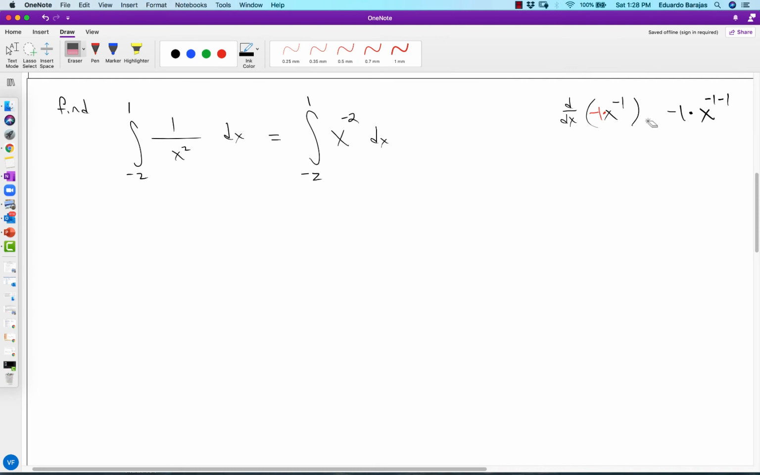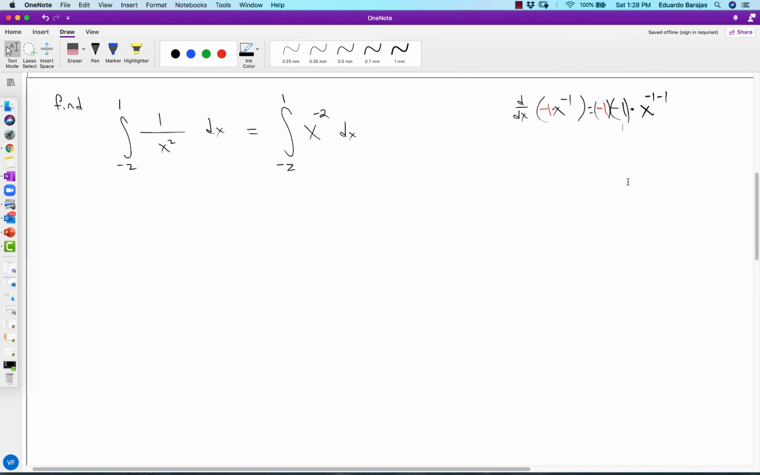That means I'll have an extra negative 1 out in front there. These are multiplied, not subtracted, so this is negative 1 times negative 1. The negative 1 that I bring down will multiply with this red negative 1, and together they multiply to positive 1. And so the derivative of this function gives me exactly what I wanted, x to the negative 2 power, where these just cancel and become 1.